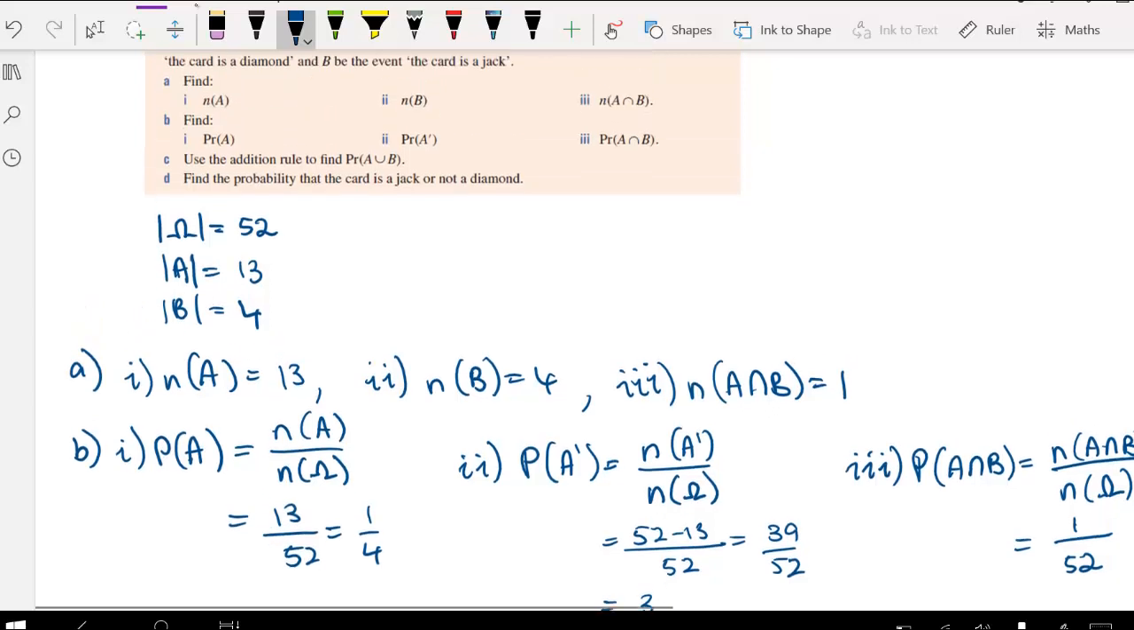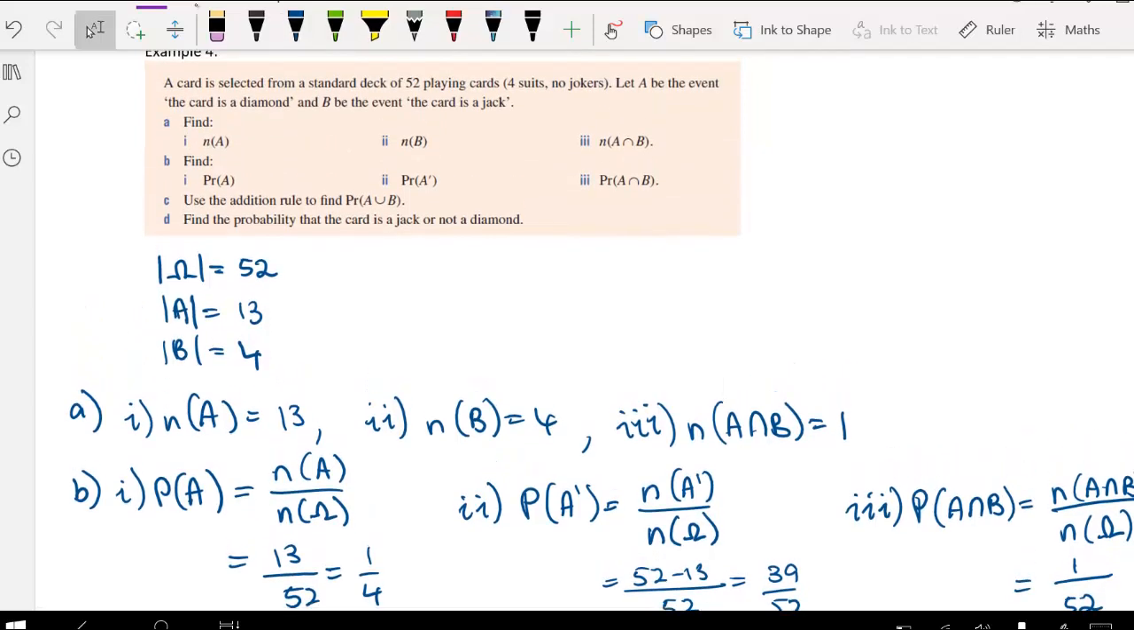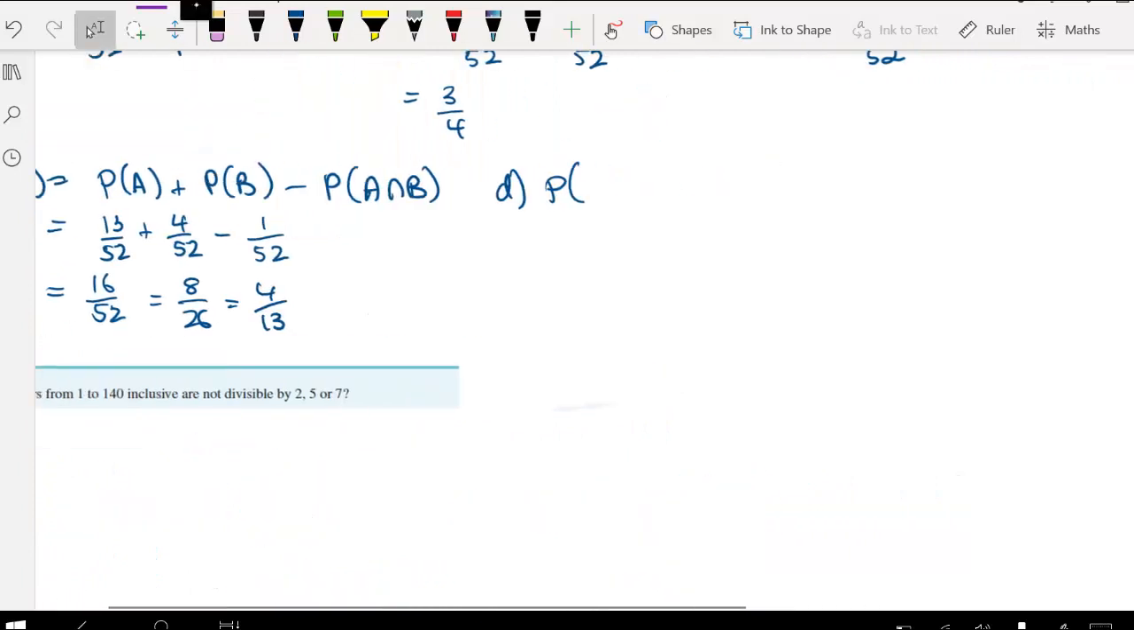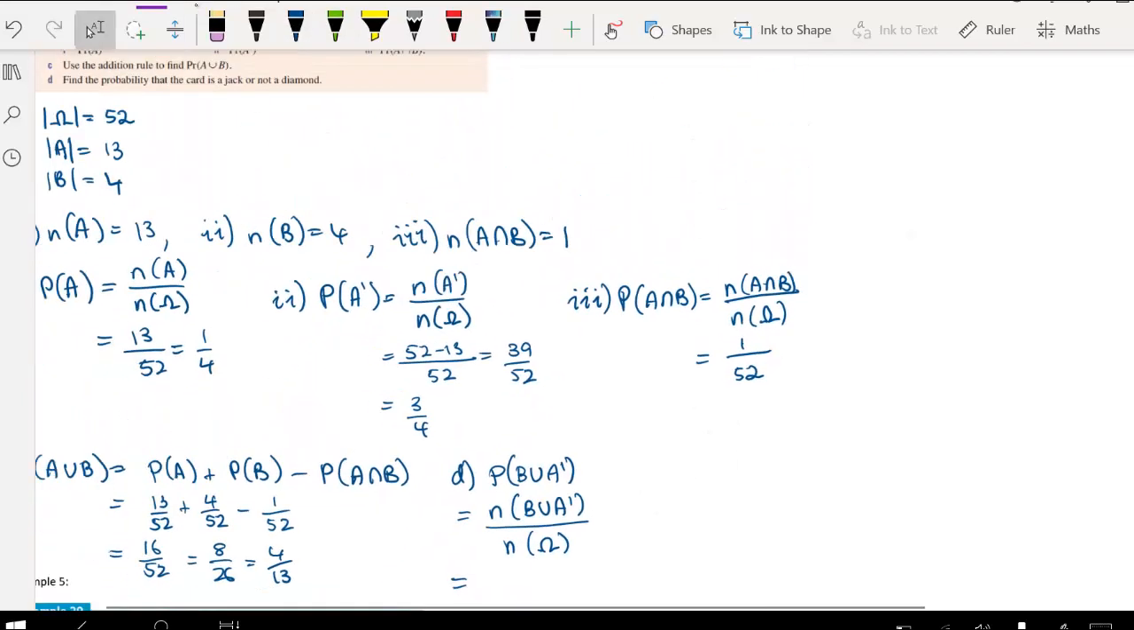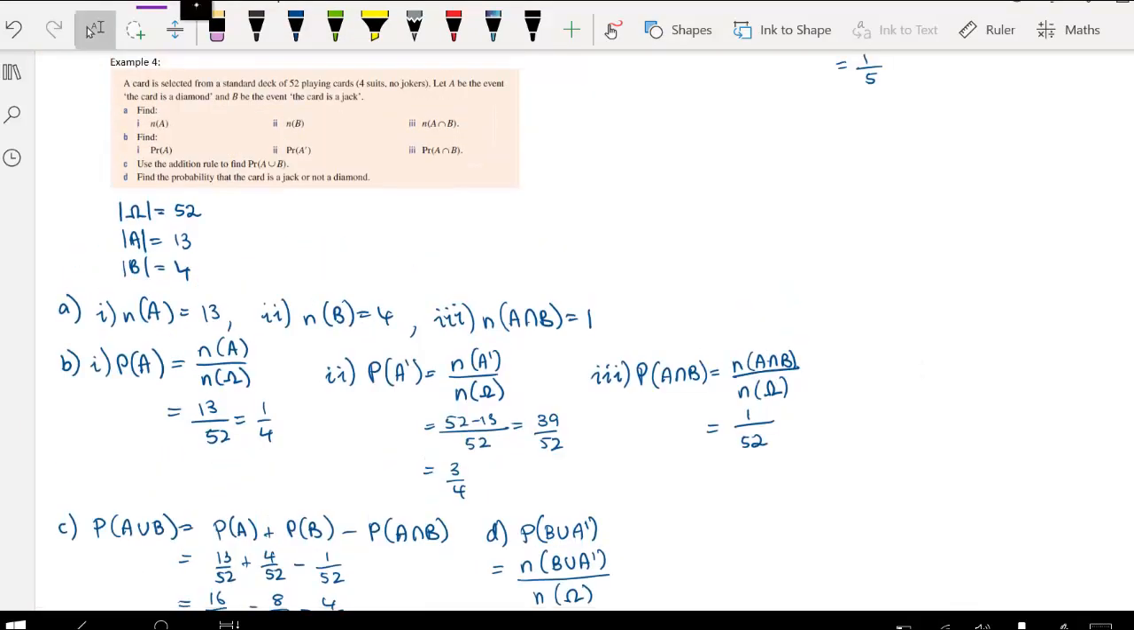And when we finally look at part D, we want to find the probability that the card is a jack or not a diamond. So that means we're looking at B or not A. That means we're looking for the number of B or not A over the number of the entire sample space. So this is where it would have been handy to have a Venn diagram.